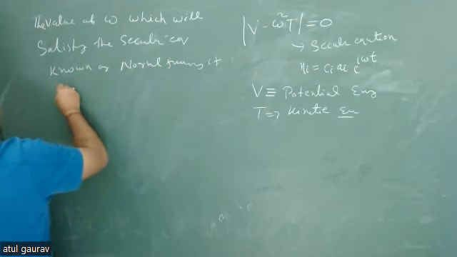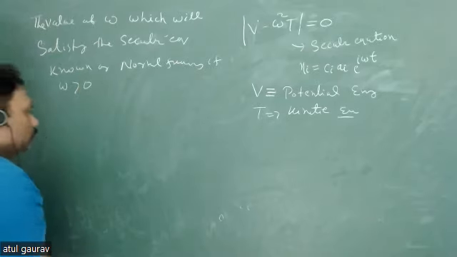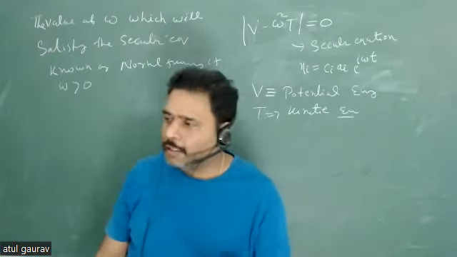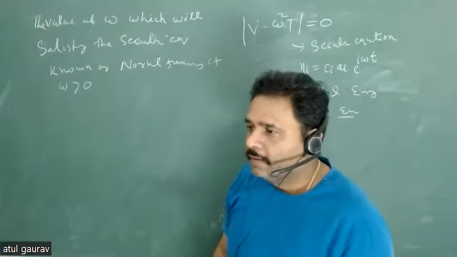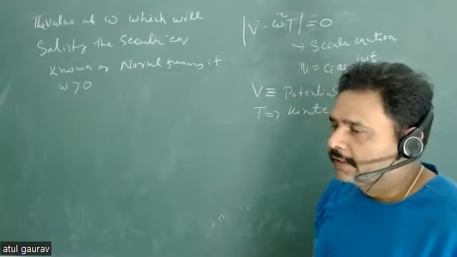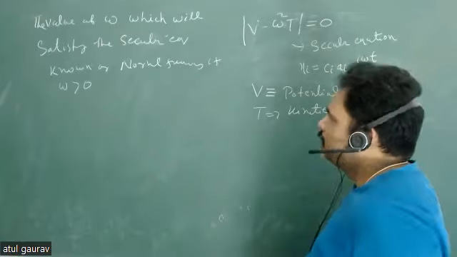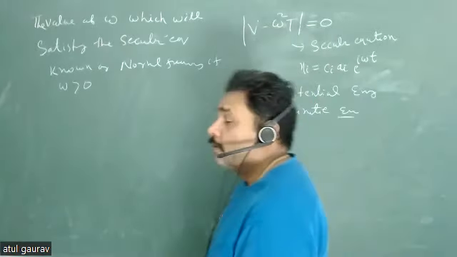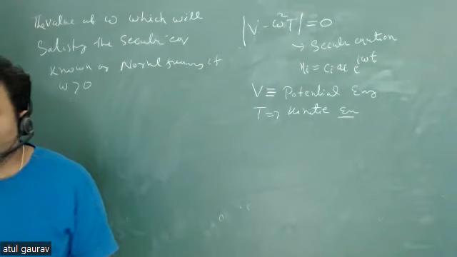If omega is greater than 0. Omega equal to 0 is not any frequency. Omega less than 0 has no physical significance. So omega must be greater than 0, and this is known as normal frequency.